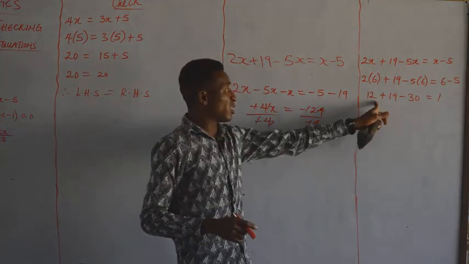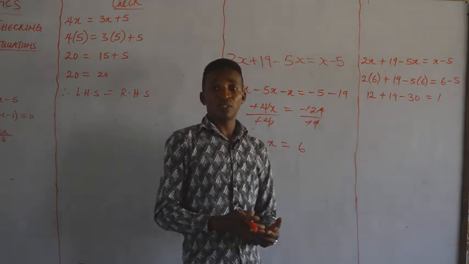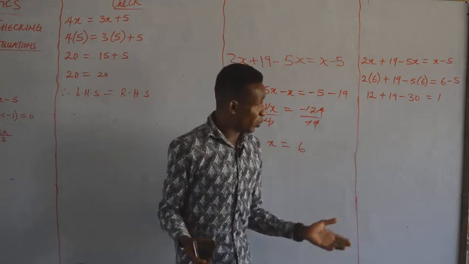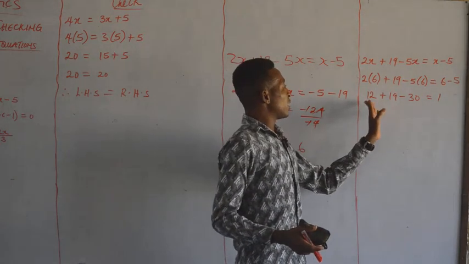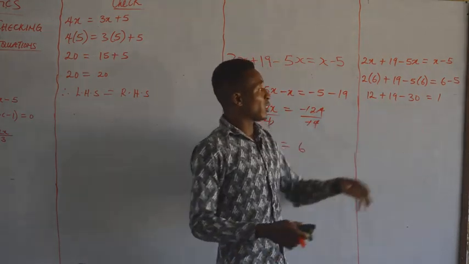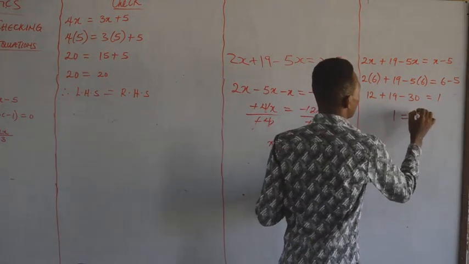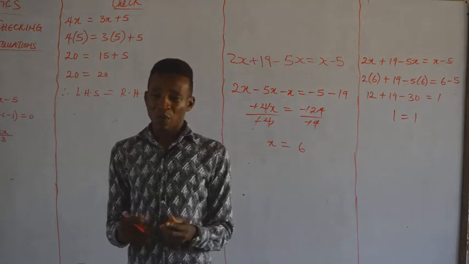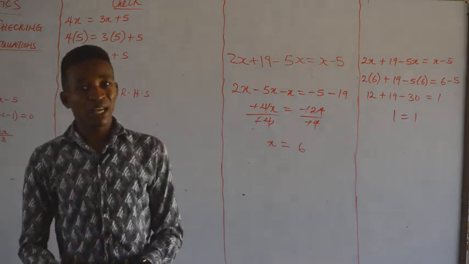Now when you get to this stage here, you can easily look at the board and produce the answer. Automatically, when you add 12 and 19 together, that gives you 31. 31 minus 30 gives you 1. So we have 1 equals 1. That means our LHS is the same as the RHS.